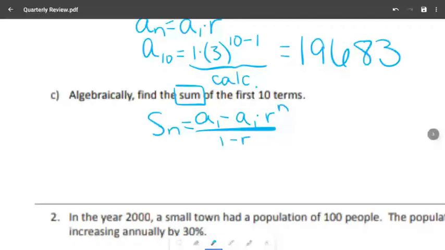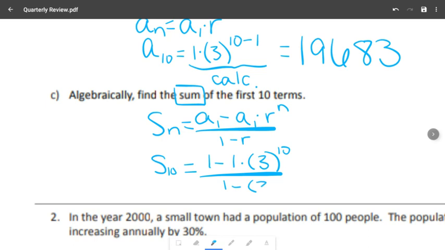Again, same letters that were in the last formula. N is going to be 10. A_1 is the first term, that is 1. R is 3. Again, we're going to type this into our calculator.